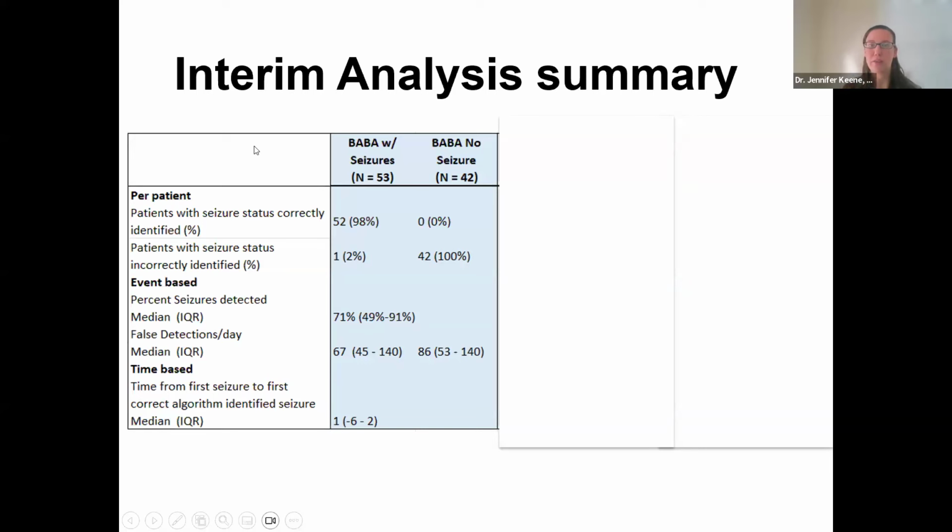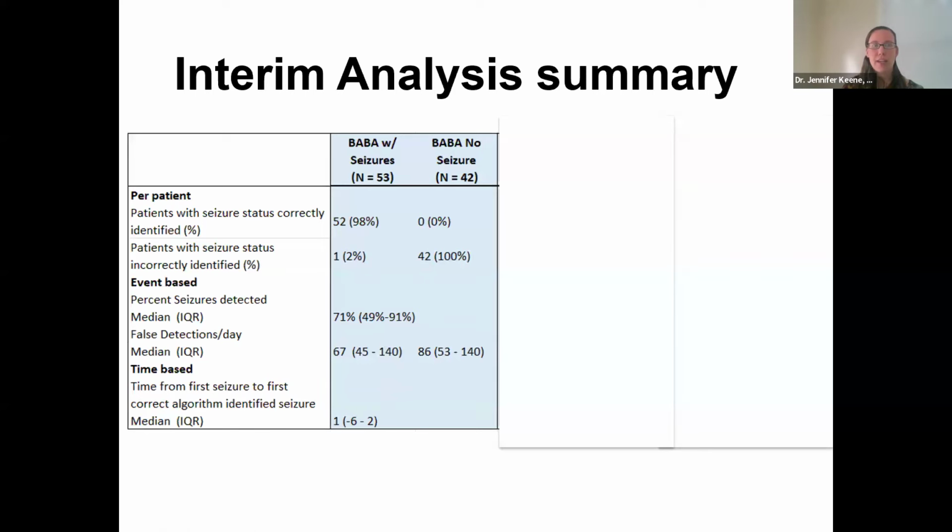For BABA and for NSDA, we've analyzed 95 of the 173. On a per patient basis, the BABA algorithm, that previous generation algorithm, identified 98% of the babies who were seizing. It missed one. But every single one that did not have seizures had false detections.